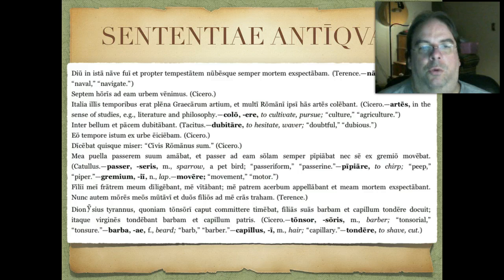So again, it tells a little story. It's a story about somebody getting a haircut, or not trusting very many people to give him a haircut. So spend some time on that, and that's actually a really good sentence.